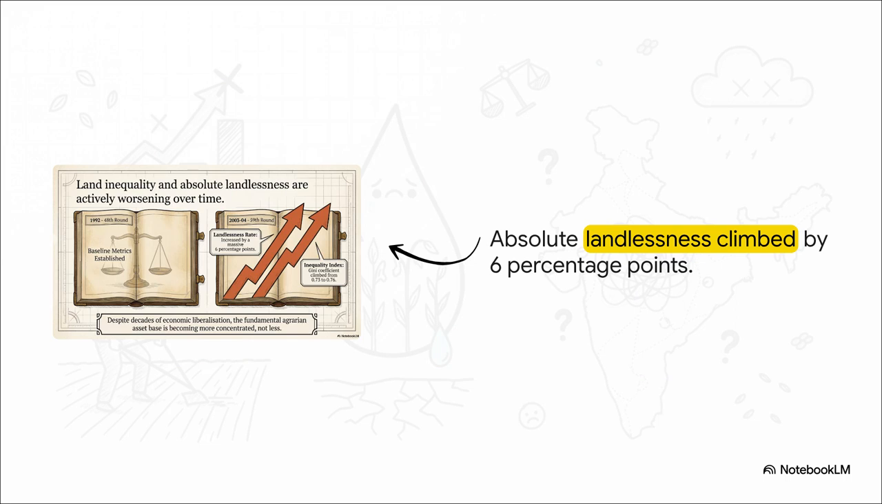And honestly, the trend is moving in the exact wrong direction. Despite decades of sweeping economic liberalization in India, absolute landlessness actively jumped by a massive 6 percentage points in just over a decade between those two surveys. The fundamental agrarian asset base is getting more concentrated, not less.